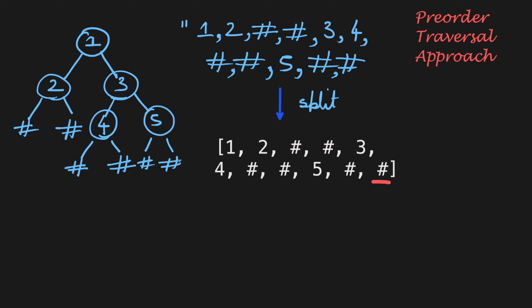And now we have built the entire tree because we have processed all the values in the queue and now our queue is empty. So this is how we will reconstruct the tree from the incoming stream.